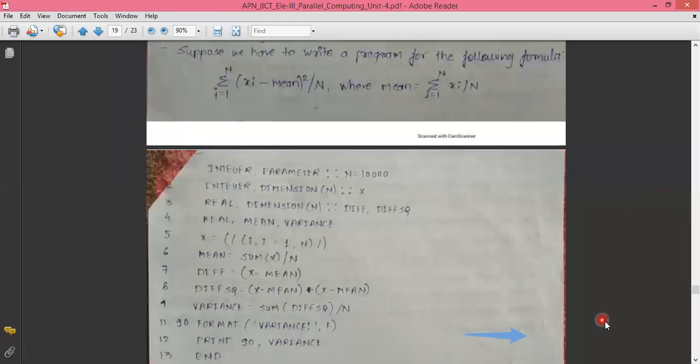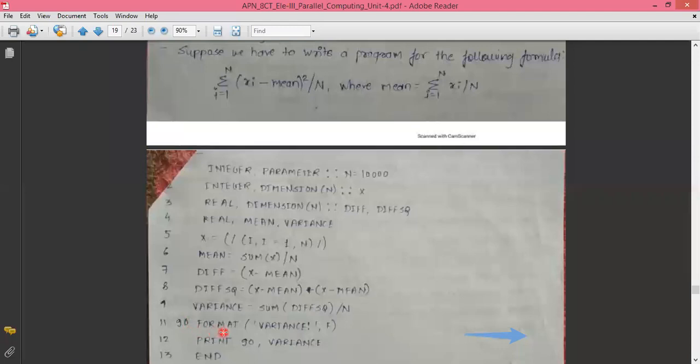After this, we have to put down the things in the particular format of 90. We are arranging the things. Here it is written as statement number 11, format 90. Why 90? Because we want to arrange the final output in the format of Fortran 90, because we are learning the Fortran 90 parallel programming language.